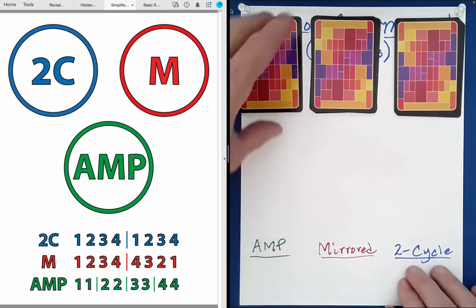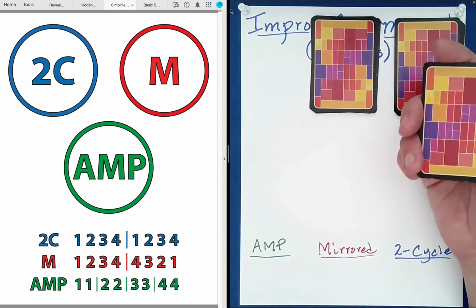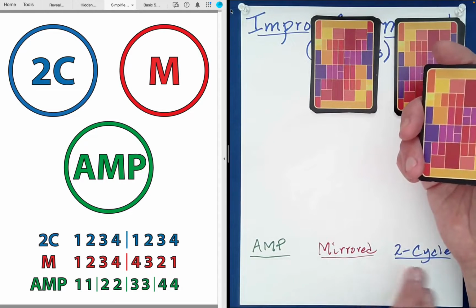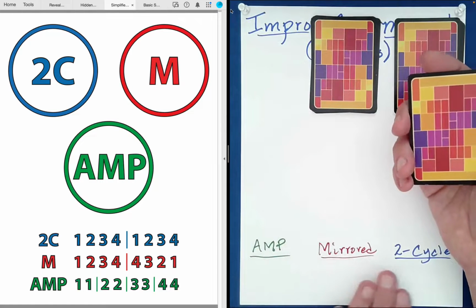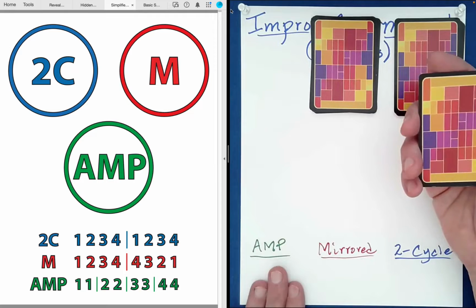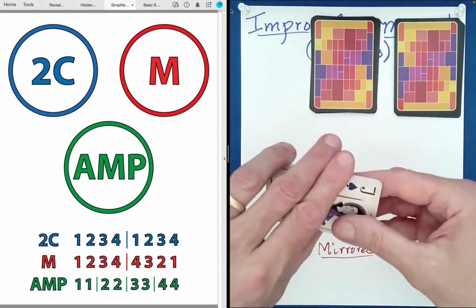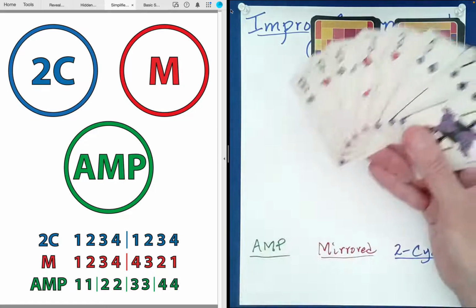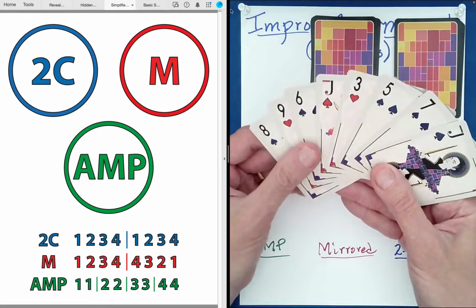So let's go ahead and pick up the first pile. As you may recall, we're free to choose any of these structure types for any packet, but we'll begin to kind of narrow ourselves because I would like to have a packet for each of these 3. So the first one really can be viewed as an AMP or mirrored or 2-cycle. It really is our choice.